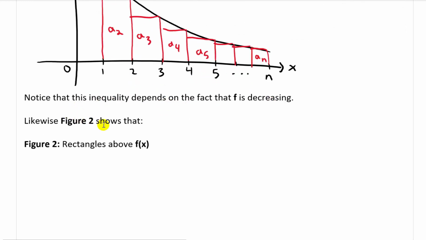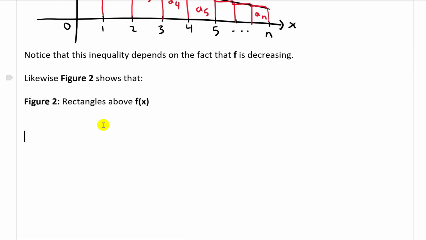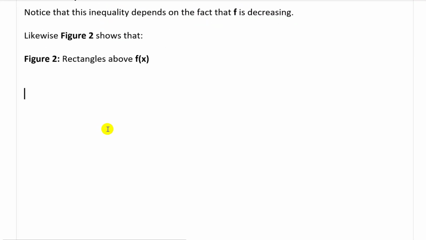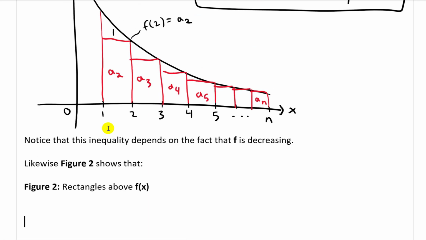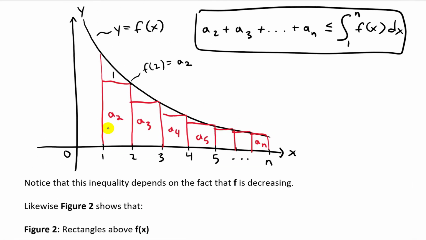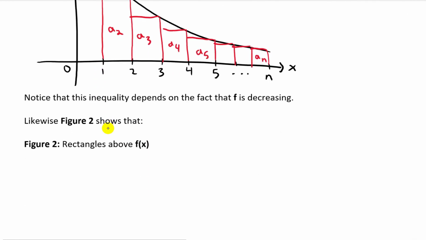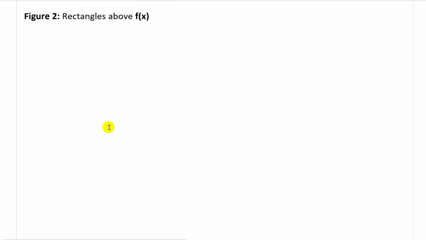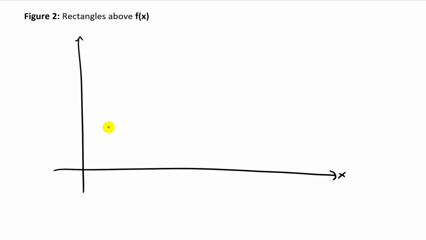Likewise, figure 2 shows that, and here figure 2 is rectangles above f of x. So instead of using A2, we're going to use A1 and look to the right. Let's just draw this out. It's more general, like this. This is x, this is y, and now we have our 0, and there is our function. It's going to look like this, and so on.